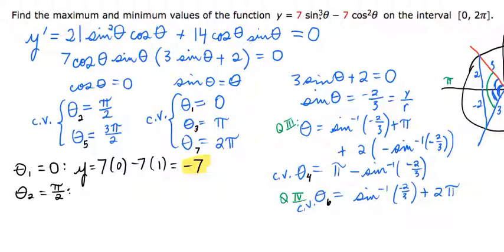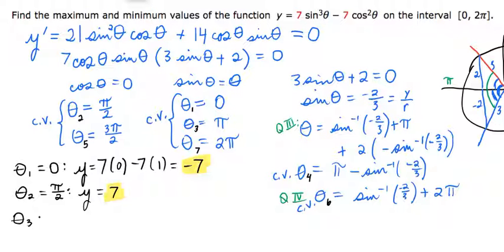So sine of pi over 2 is 1, so that's 7 times 1 cubed, or 7. Cosine of pi over 2 is 0, so 7 minus 0. So we get positive 7 for that value of theta.